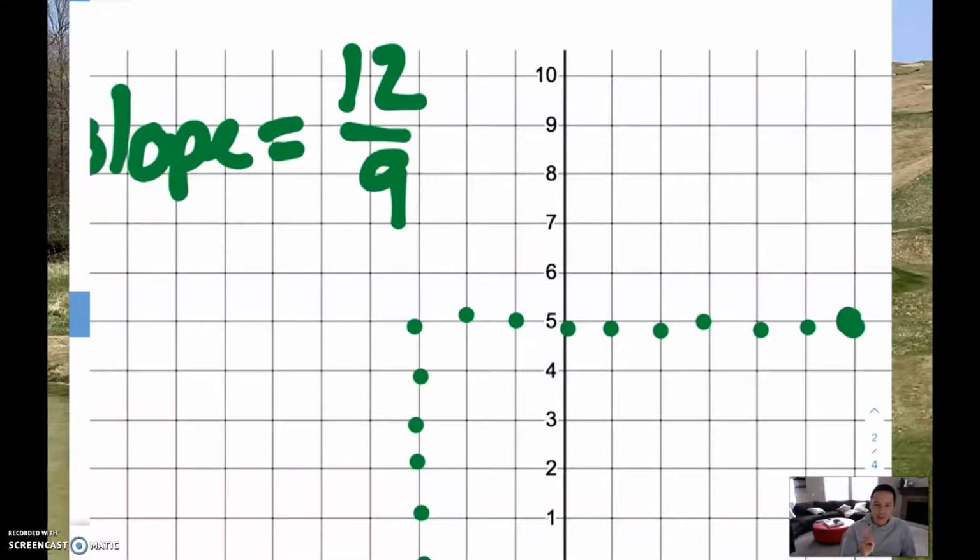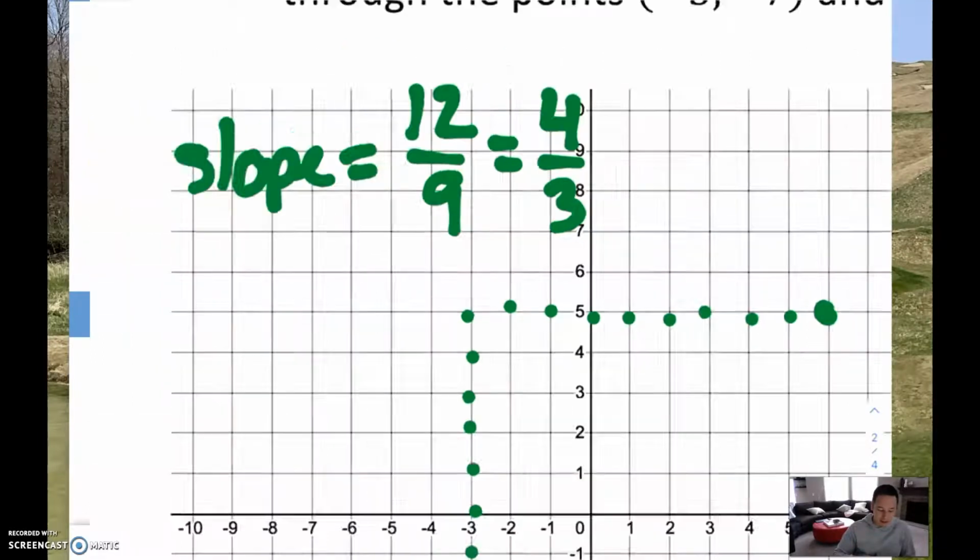However, we know that this number can be reduced. The 12 and 9 can both be divided by 3. So we're going to change this to be 4/3 for the slope. If we divide the top by 3, we get 4. Divide the 9 by 3, we get 3. 12/9 is the same as 4/3. It's just going to take that slope and go up in smaller increments to make it a little easier.